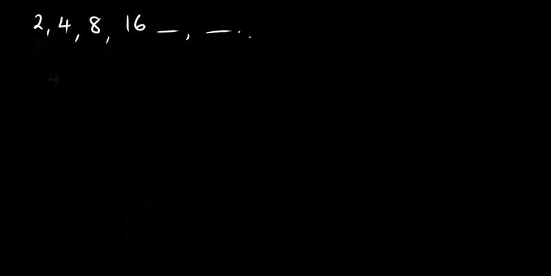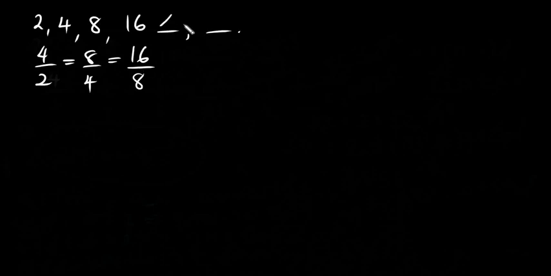So in a geometric series, the ratio between any two consecutive numbers is common. So the ratio between 2 and 4 is the same as the ratio between 4 and 8 and so on. So 4 divided by 2 is the same as 8 divided by 4. It's the same as 16 divided by 8, sorry, not by 4, but by 8. I'm sorry for that, and so on.